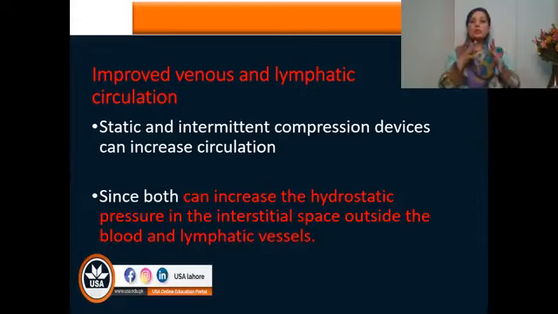So coming towards the two types of compression, we said either it is static or it is intermittent. Static and intermittent compression devices both are going to increase the circulation, since both are going to increase the hydrostatic pressure by nature. Whenever you apply external pressure over the body part, you are going to increase the hydrostatic pressure in the interstitial spaces outside the blood and the lymphatic vessels.